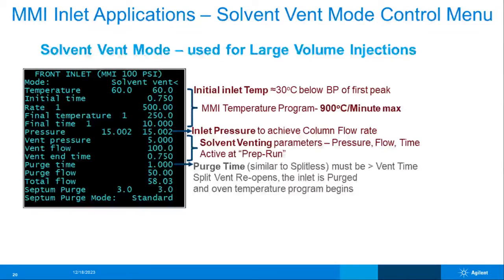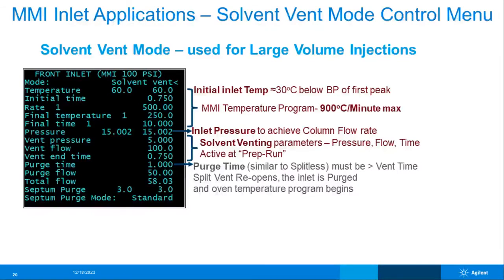Here are all the solvent vent mode parameters listed out all in a straight line here. So that way you can see how a method could be set up and how the parameters play into each other. So again, the initial is the top, so our starting temperature for our inlet. And again, we always like to recommend that it is about 30 degrees below the boiling point of our first peak of interest. And the initial time, again, how long do you want to hold at that low temperature for your inlet before you start increasing it to the final temperature?